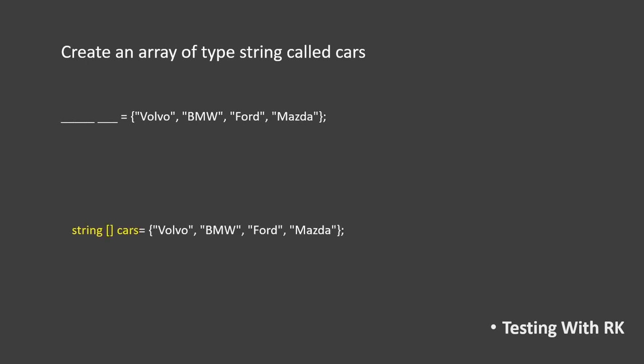The answer is string, square brackets. That's to tell that this is an array, and the variable name is cars. Remember from the very last thing that we discussed in our session, we don't have to put new string every time to create an array. By simply supplying the values, it will still create the same array.